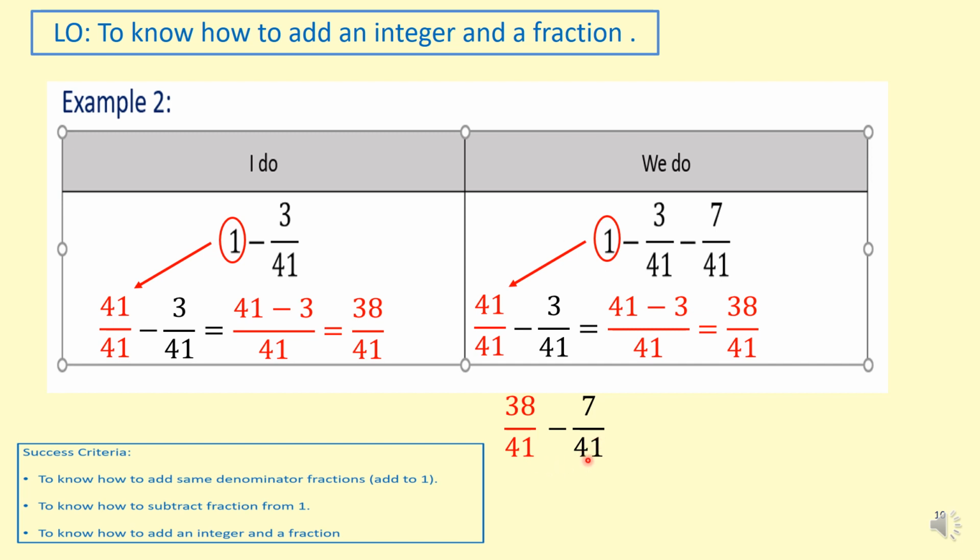Now again, look at the denominators, they are the same, so I'm going to write one of the denominators and subtract the top. So it's going to be 38 take away 7 at the top, which is 31 over 41. So the denominator stays as it is, subtract the top, which is 31 over 41. Very well done if you managed to do this one right.